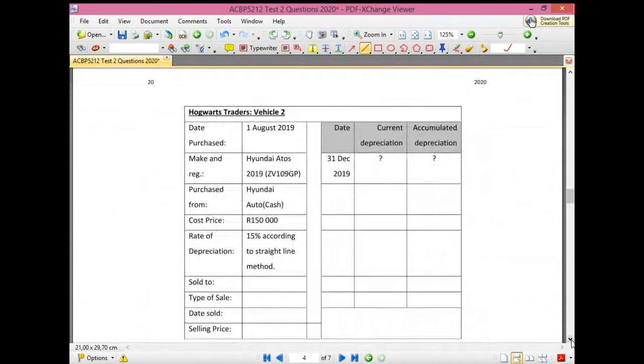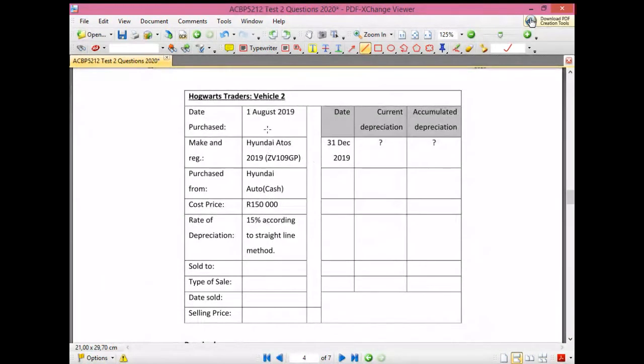Then if we look at the second table, that is vehicle number 2, we purchased it on the 1st of August. So we sold the first vehicle and then we bought a new one. And we bought it for 150,000. And this one we use the 15%, the straight line method. Now, when we do straight line method, it is based on the cost of the asset. Okay, where the previous one was the reducing balance method.